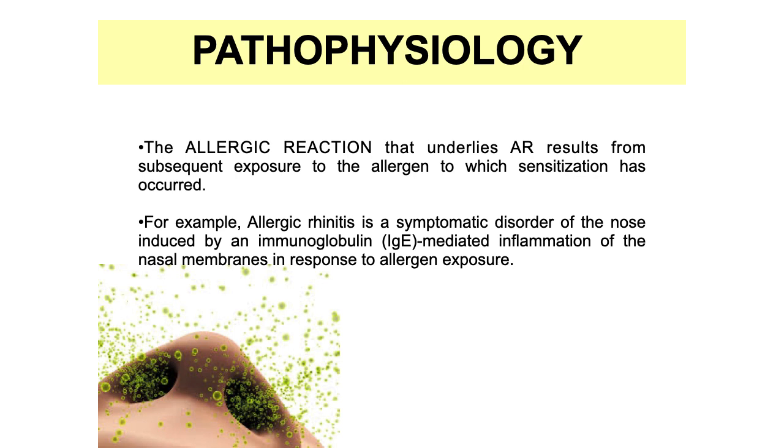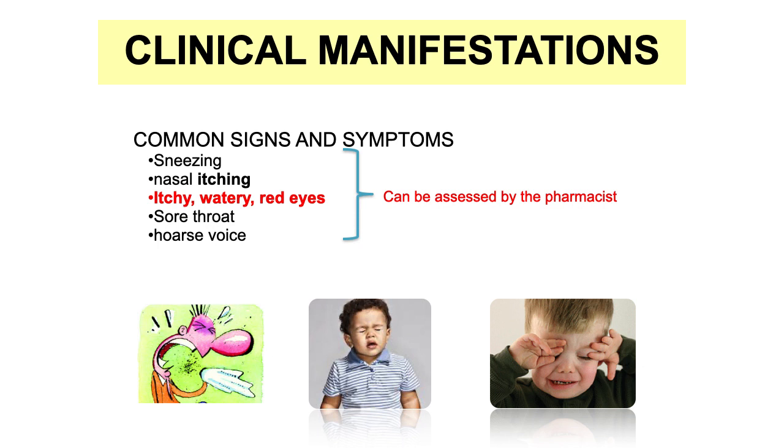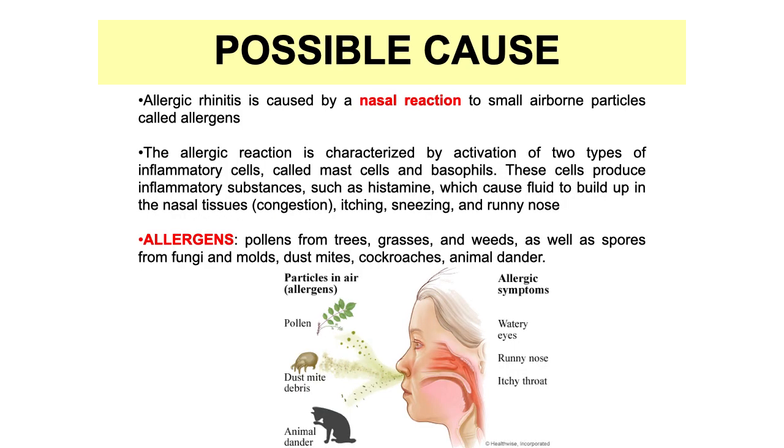Now, what are the common allergens? It could be in the form of pollen, it could be dusts, and so on and so forth. So marami pwede maging triggers for your allergic rhinitis. Now, what are the clinical symptoms? Normally, class, symptoms could be sneezing, nasal itching. Normally, watery eyes, red eyes are classic signs of allergic rhinitis, sore throat, or hoarse voice. And these are things that we can assess as a pharmacist.